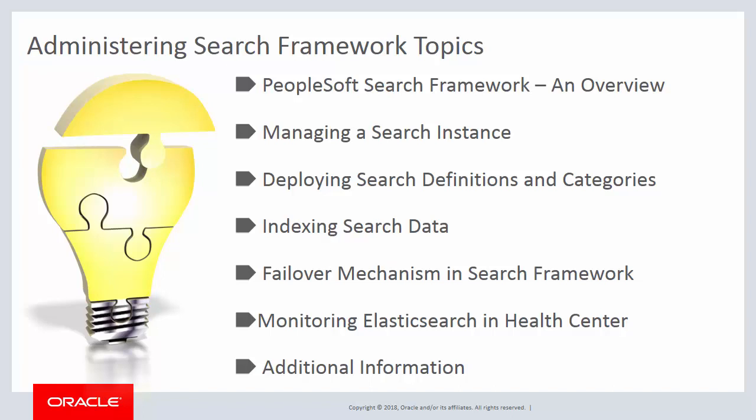In the Search Definitions and Categories topic, we'll briefly discuss the different types of search definitions available in PeopleSoft Search Framework and the pages that you would use to deploy the search definitions and categories. In the Indexing Search Data topic, we'll discuss the indexing process and the enhancements in PeopleTools 856 to improve the indexing performance. In addition to the Elasticsearch features that provide high availability, PeopleSoft Search Framework also provides redundancy. In the Failover Mechanism in Search Framework topic, we'll discuss the failover mechanism available in PeopleSoft Search Framework.